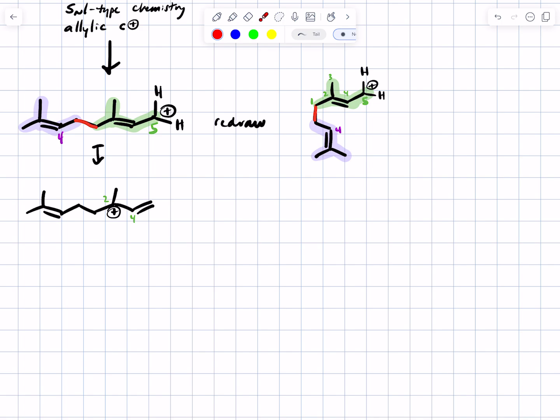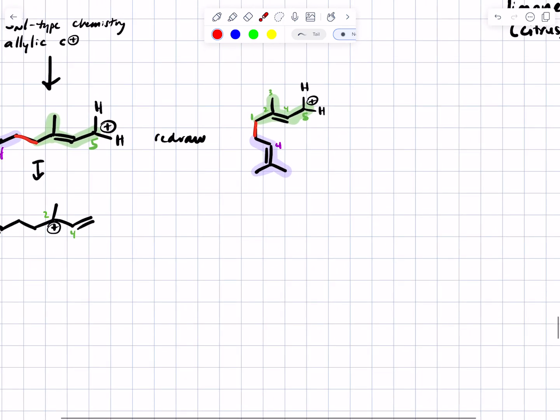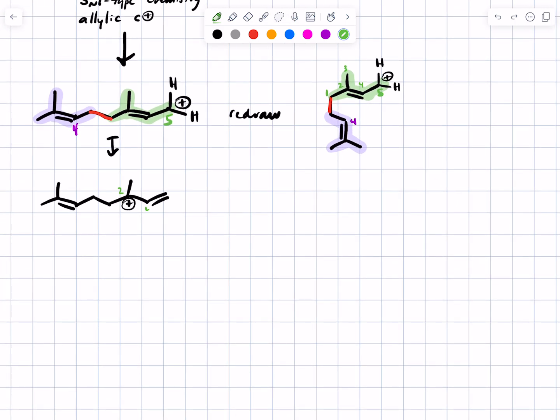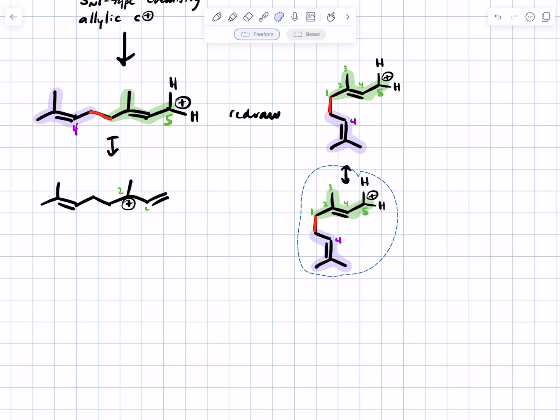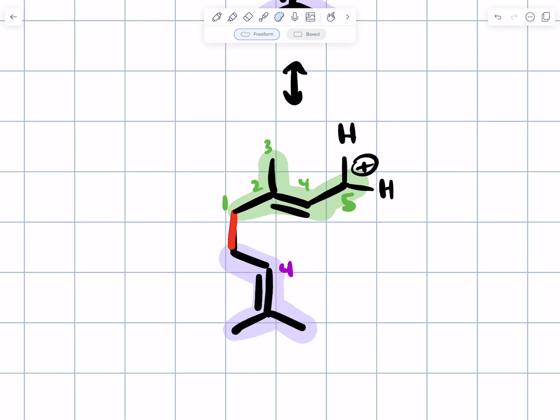So nature has a strategy for dealing with this. You don't necessarily want to know it, but I'm going to show it to you anyway. What will happen in nature, and maybe just for fun, I'll redraw the resonance structure here as well. You can't rotate, as I said, about the bond between 2 and 4 without breaking the conjugation and turning the carbocation from resonance stabilized to localized.